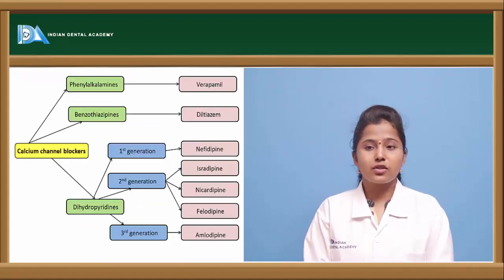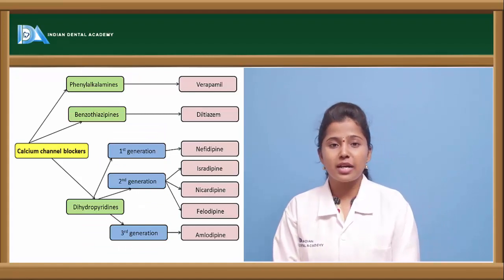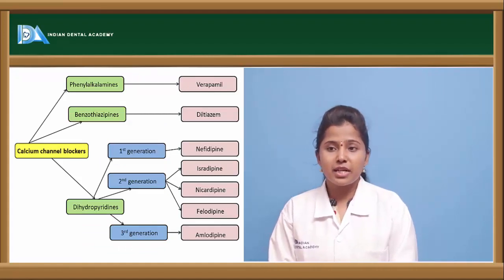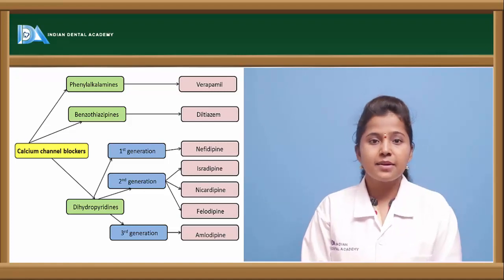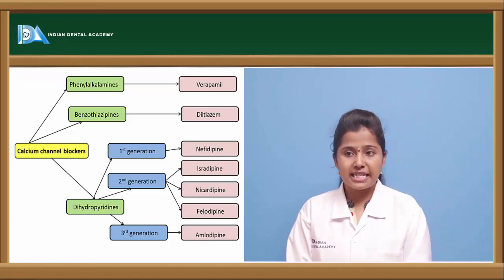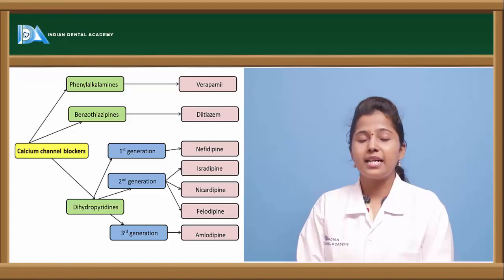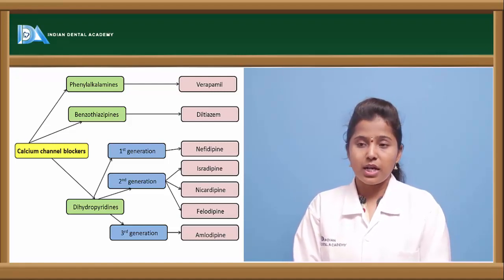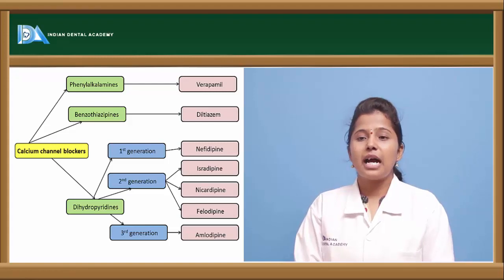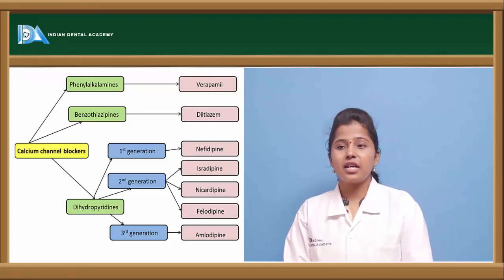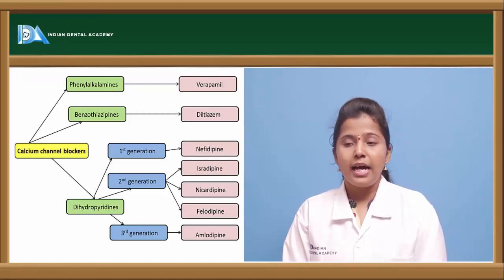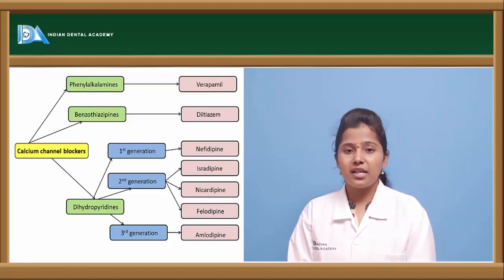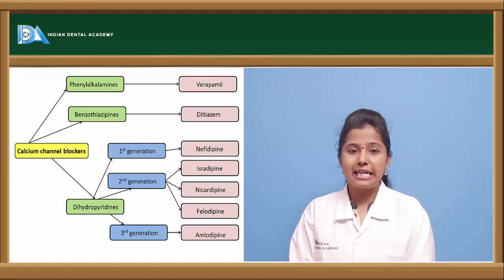Next, see the other class of drugs, the calcium channel blockers. In the calcium channel blockers, we have three categories: phenylalkylamines, benzothiazepines, and dihydropyridines. The drug which comes under the phenylalkylamine category is verapamil, and the benzothiazepine category includes the drug called diltiazem.